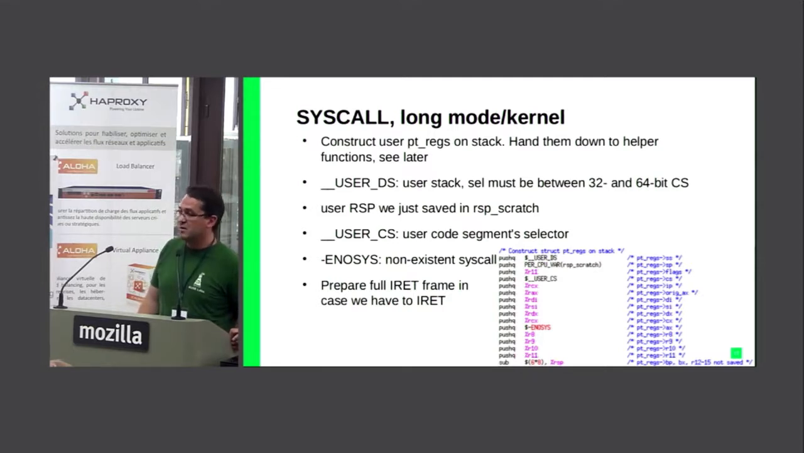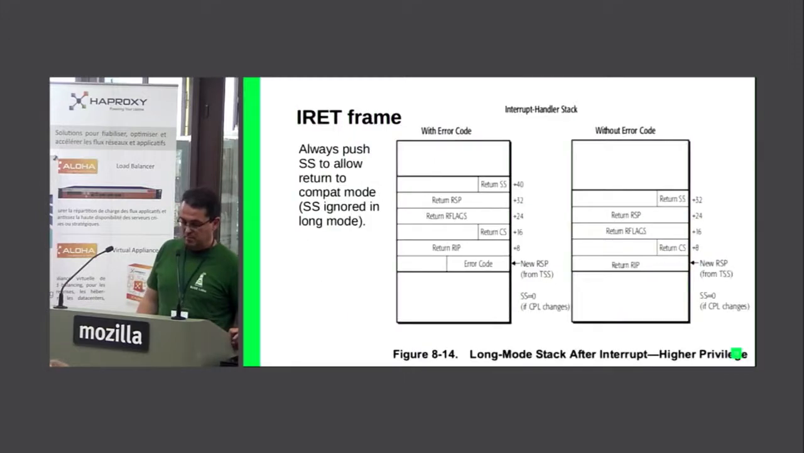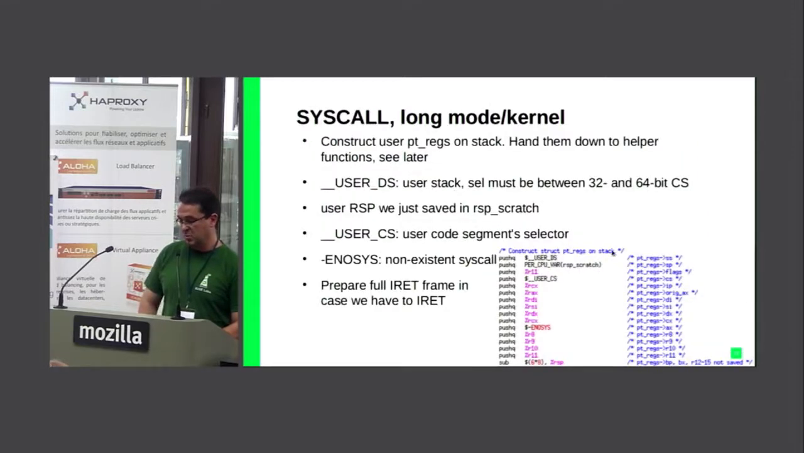IRET is the instruction you return from interrupt with, that's why it's called IRET. And this is the IRET frame. This is what IRET expects on the stack when it gets executed. Basically, you need to have the stack segment and the return stack pointer when you return to user space, and the user RFLAGS and the code segment and the rip. So that when you execute IRET, you can continue where you left off. And this is what we just prepare here in case we have to, because we're going to return with it anyway at some point.